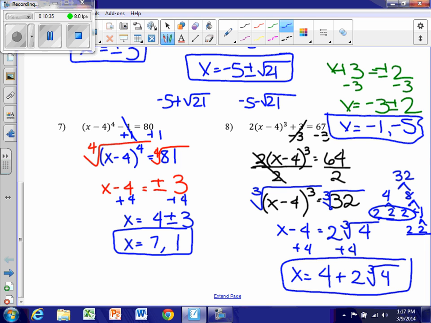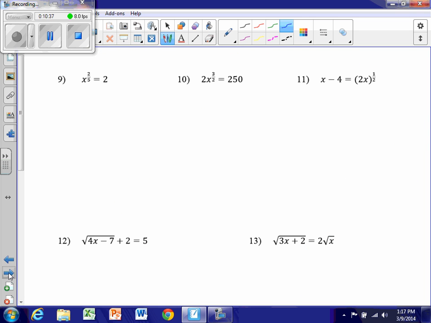All right, let's move on to the back. My powers change just slightly when I get to the back. They are now fractions or rational exponents. And we're going to start the same way. We're going to make sure that that's by itself. And then we are actually going to raise it to its reciprocal, because a fraction times its reciprocal cancels each other out. So in number 9, just so I have more room, I'm going to rewrite my x to the 2/5 and my 2.